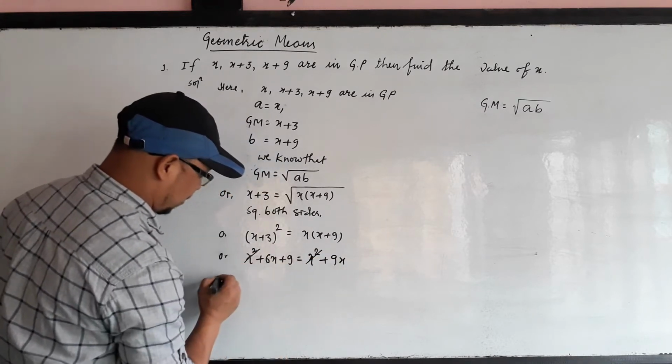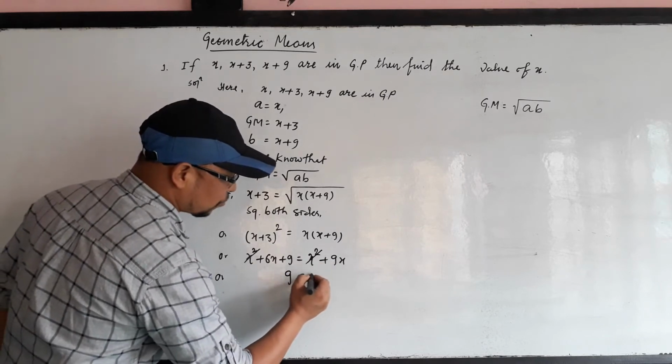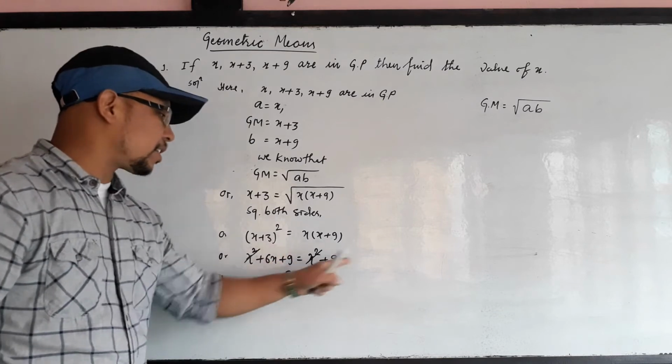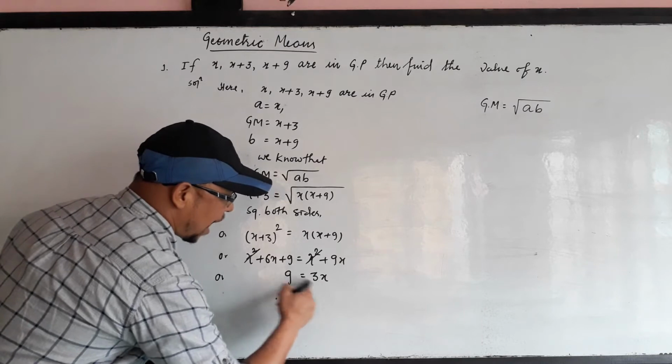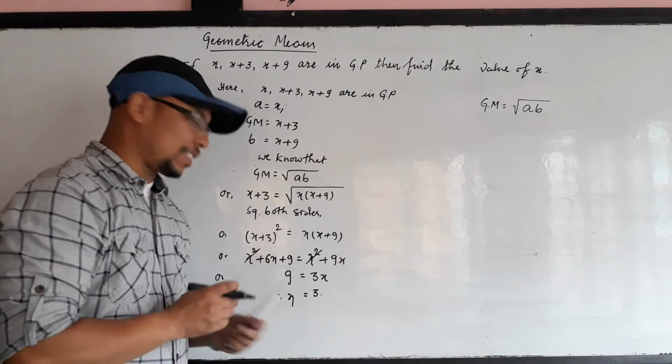x square can be cancelled. Now this 6x goes there. It is 9 equals, can I write directly 3x, students? This is 9x minus 6x gives you 9, which is 3x. Therefore x equals 9 divided by 3, which is 3. Therefore the required value of x is 3.